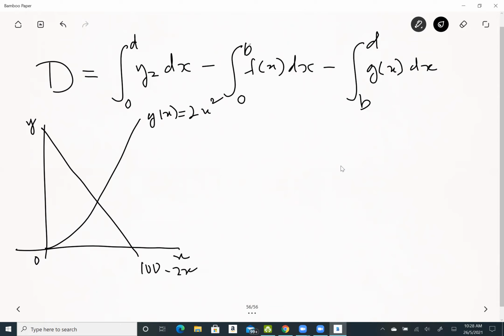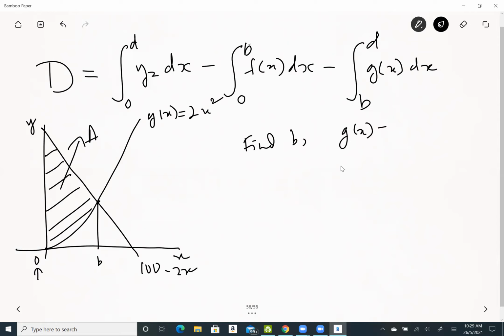Okay, I want to find the area A here. So the interval will start at 0. Okay, we know that. So I need to find that point, call it B. You need to find point B. Find B, which is the intersection of g of x and f of x.